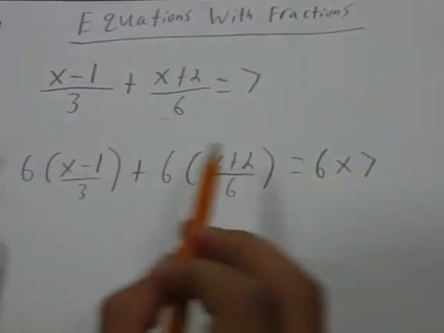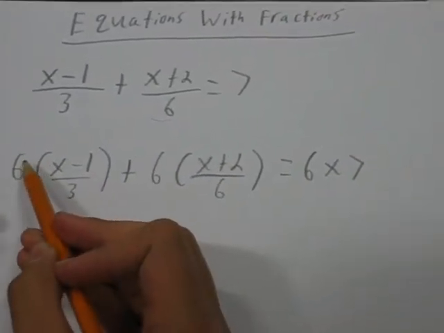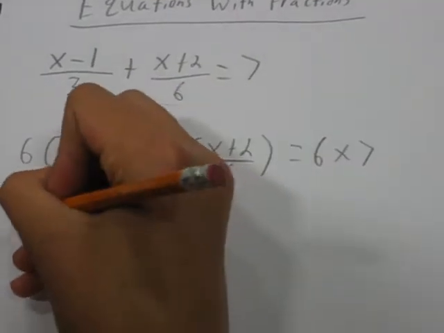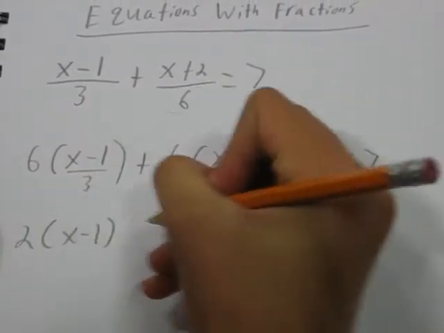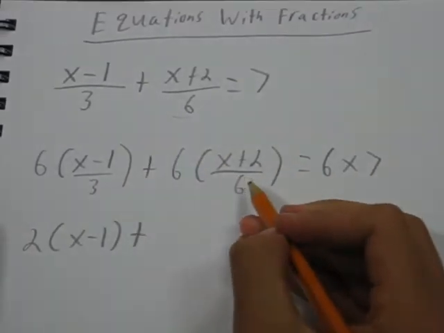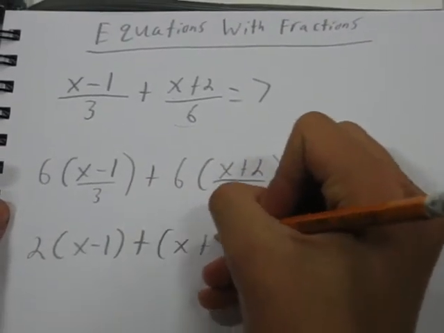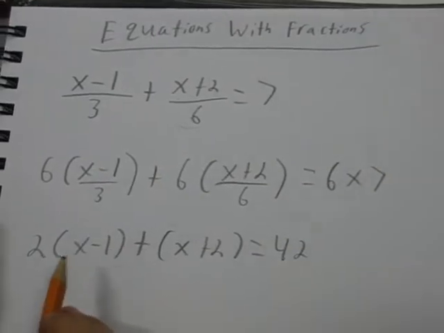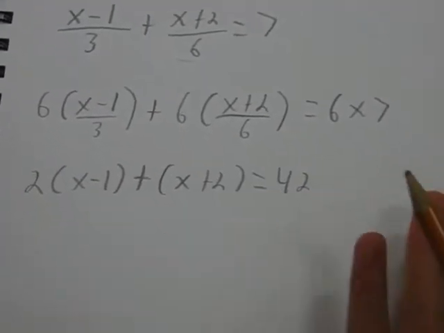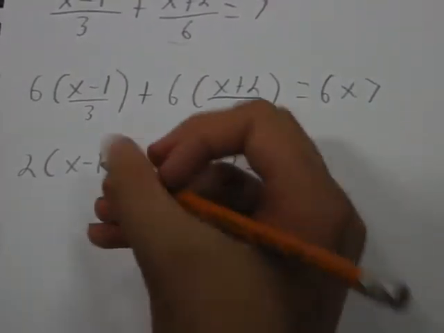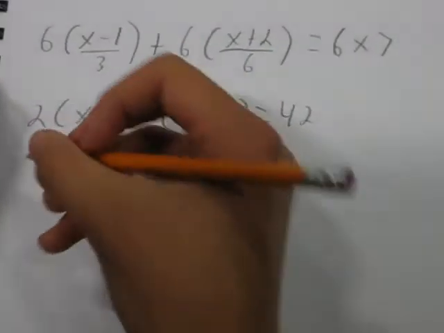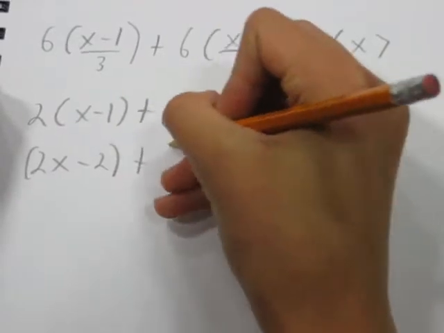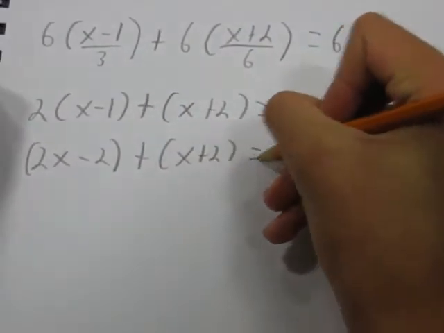To solve it like this, you can simplify by dividing. So it'll look like 6 divided by 3, which is 2, times (x - 1), plus 6 divided by 6 is 1, so really it's (x + 2), and then equals 6 times 7, 42. So now it's basic algebra, since there's no fractions, which is the key to equations with fractions, taking away the fractions. So you're going to times everything in the bracket. So 2x - 2, put that in brackets, plus x + 2 equals 42.